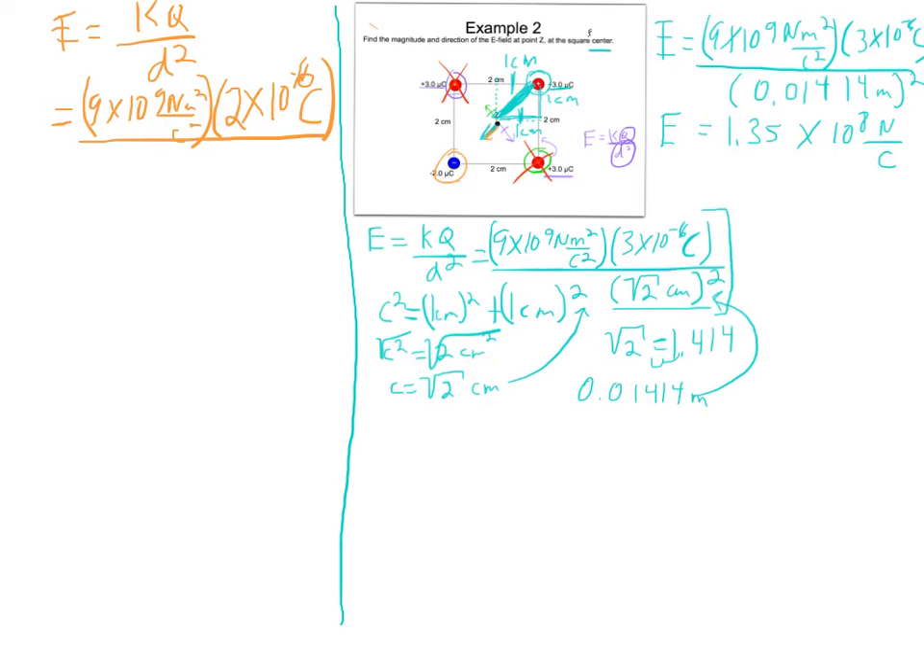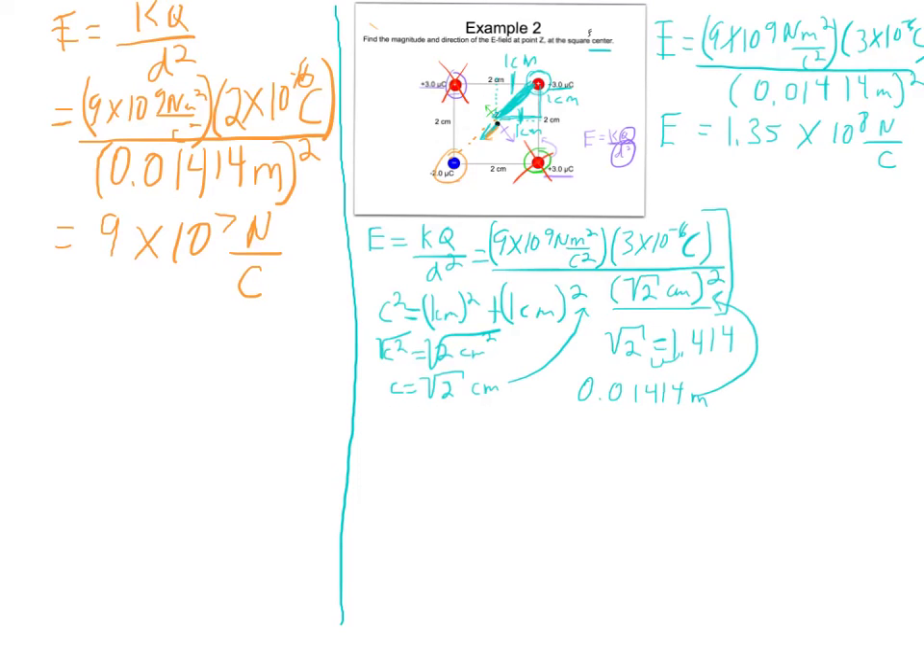coulombs divided by. Now, since this is a square, what's nice is that the distance from this charge to the center would be the same as from any of the other corners. So we can just reuse our earlier math, 0.01414 meters squared. Carry out that math. I'm going to round again. I get that this one is about 9 times 10 to the 7th newtons per coulomb. So that's the orange charge.